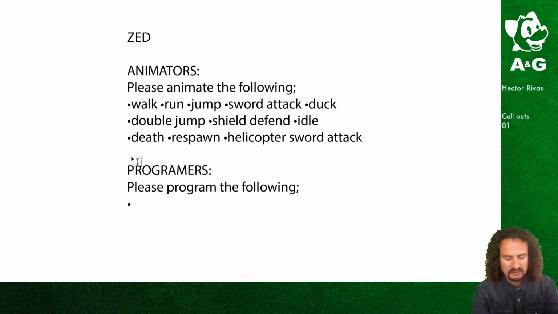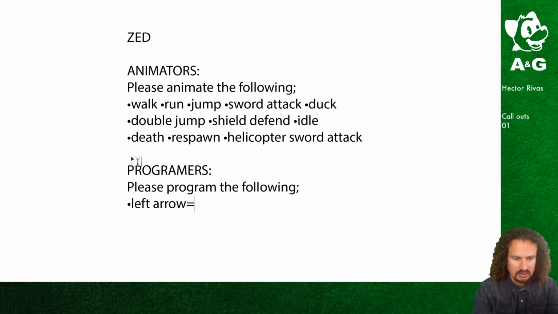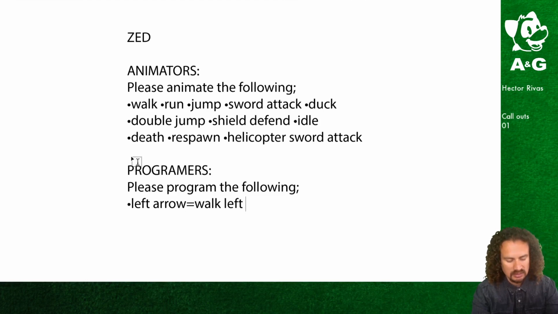Like if it's an online massive role-playing game and you want specific keys on the keyboard, you can say left arrow equals walk left. And you can say, let's say space bar equals jump. And then you can give it combinations, right?